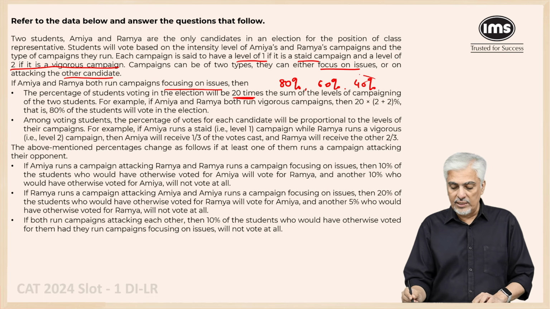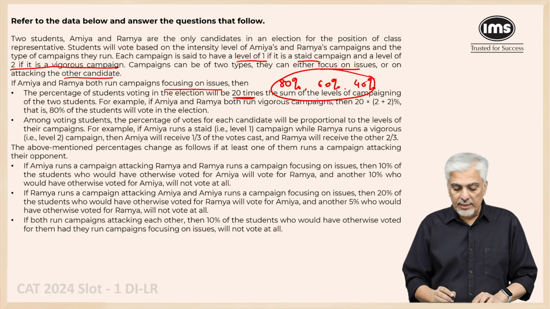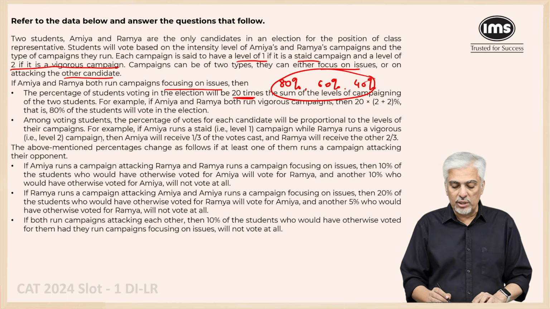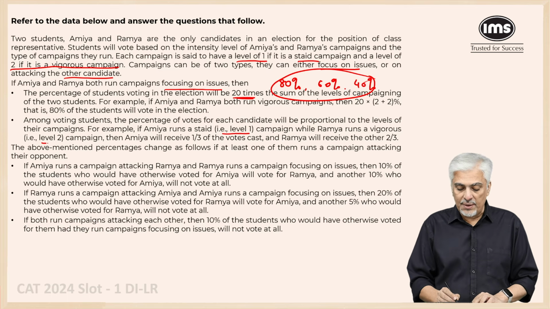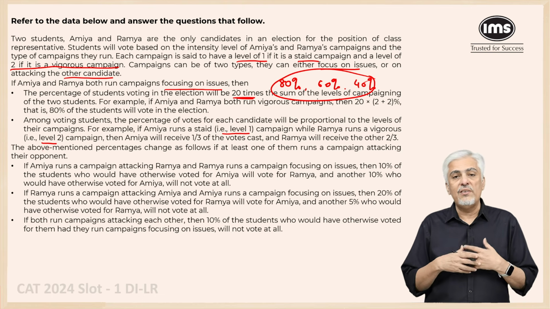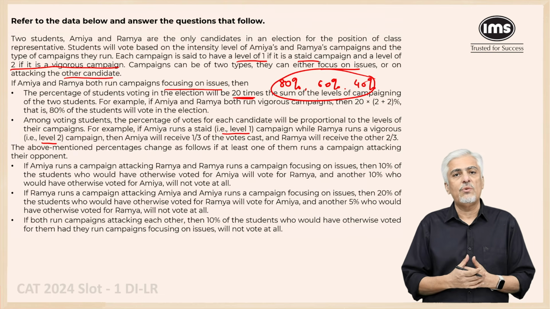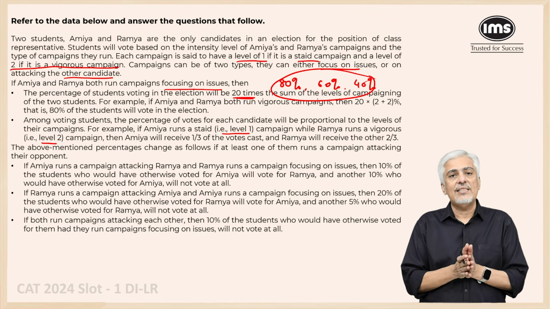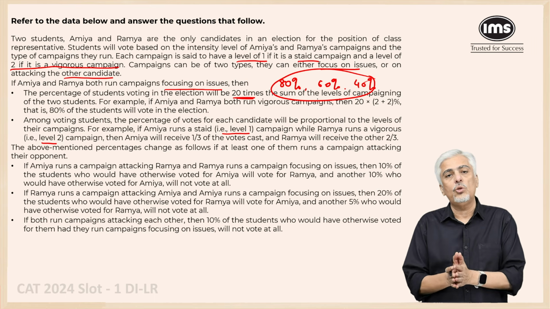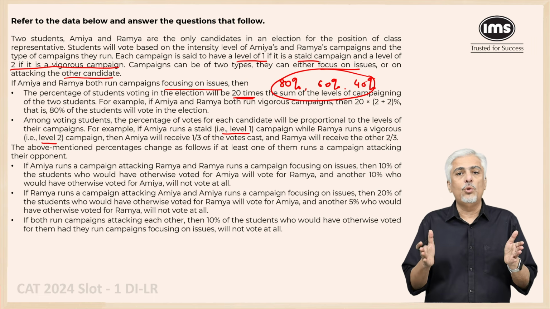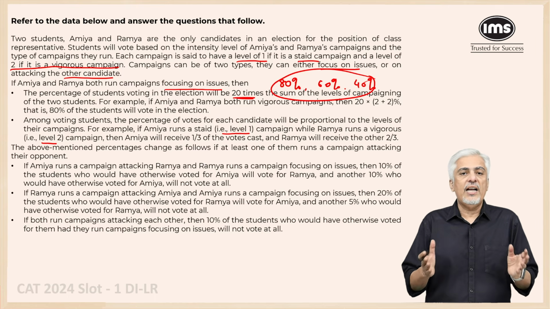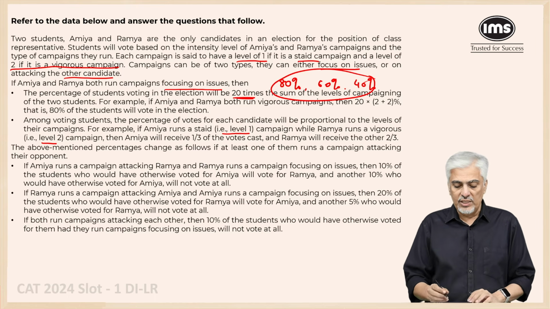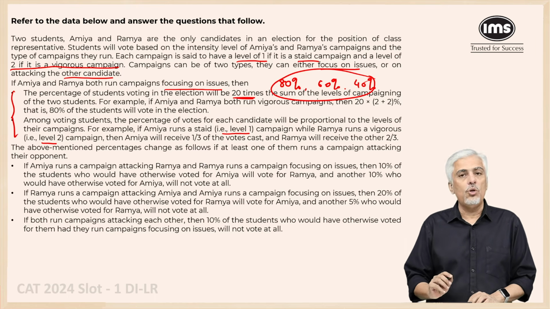So, that's the condition, the first thing we know. Now, among the voting students, the percentage of voters for each candidate will be proportional to the level of the campaign. That means if Amia is at level 1 and Ramya is at level 2, then Ramya will receive 2/3 of the votes, or Amia will receive 1/3 of the votes. That means somebody will get 1/3 of the votes, 2/3 of the votes, or half the votes. Because if both are running at level 2, they both will get 2 out of 4, which is half. And if both are running at level 1, they will also get half. So, these 2 points don't look like a problem.